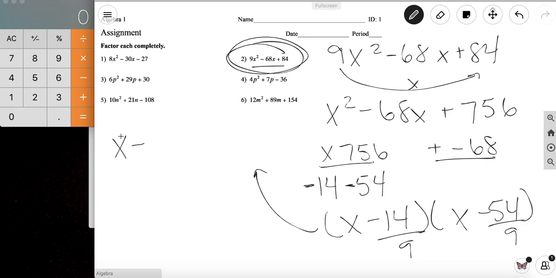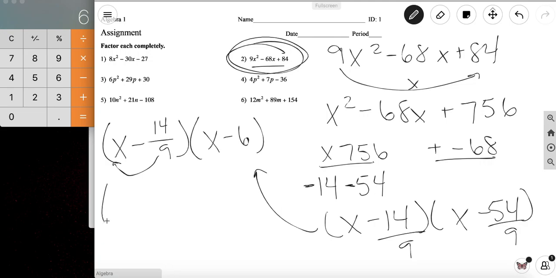It doesn't actually combine. It doesn't actually reduce, so we just leave it the same. But for this one, 54 divided by 9 does get me a nice number. I get x minus 6. Remember, if you can't reduce and you can't make it into a nice number, we're going to take that denominator and we swing it out in front. So it becomes 9x minus 14 and x minus 6. This one is my answer.